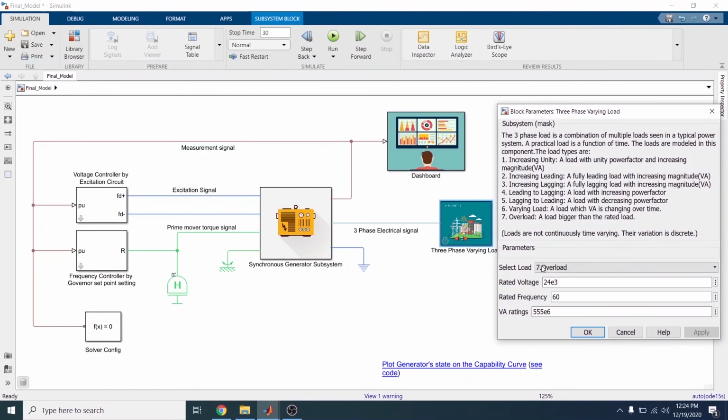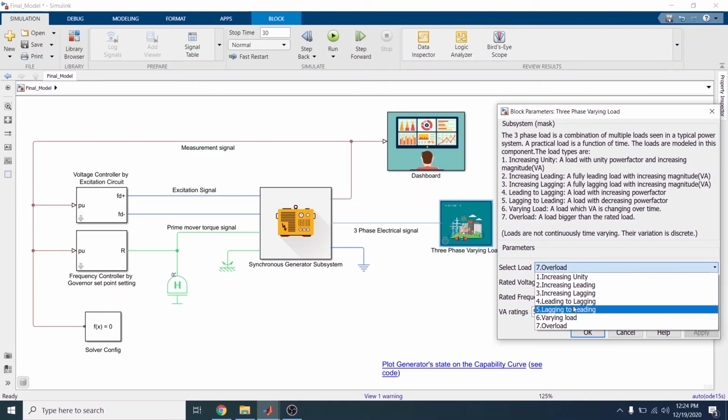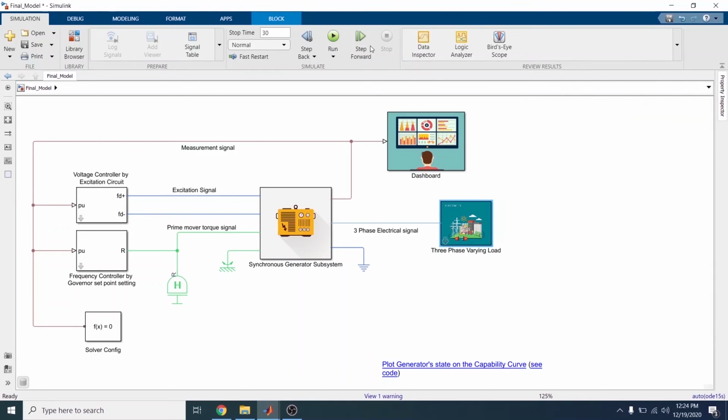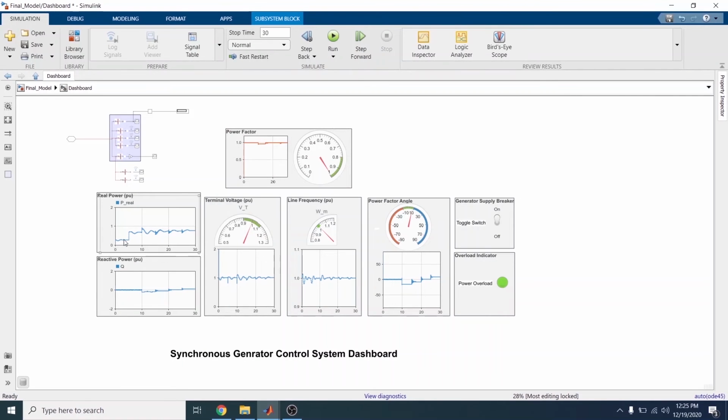So let's connect the leading to lagging load and simulate. From the results we can see the real power is almost constant but the reactive power is changing. The power factor is also changing from leading to lagging, and as it becomes more lagging the capacitor bank is activated to correct the power factor, and so the power factor is kept near 1. Let's run another load.